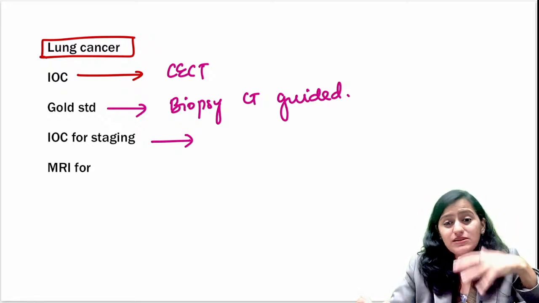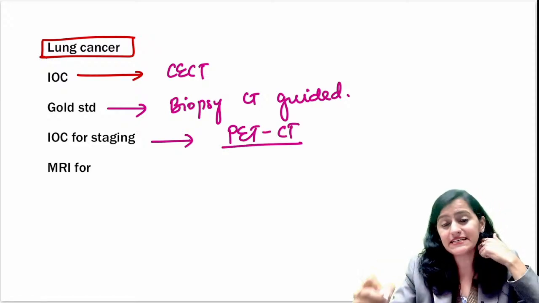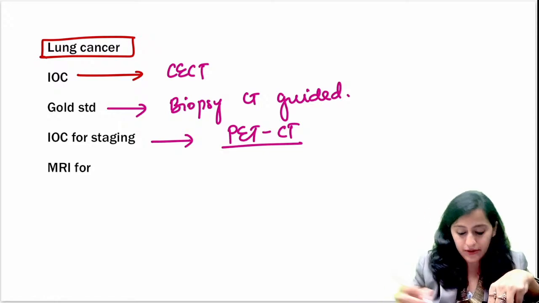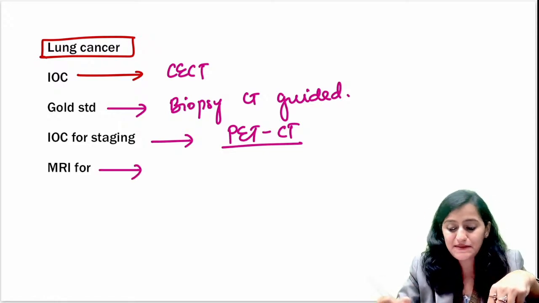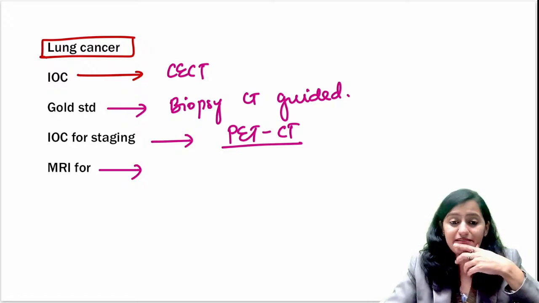Okay. What is the investigation of choice for staging of lung cancer? For staging, where all the lung cancer has spread, right? For any cancer, basically you do a PET CT. Nowadays, you combine PET and CT together, it's going to be PET CT. Okay. And for which lung tumor specifically do you do MRI? MRI is done for which lung tumor?